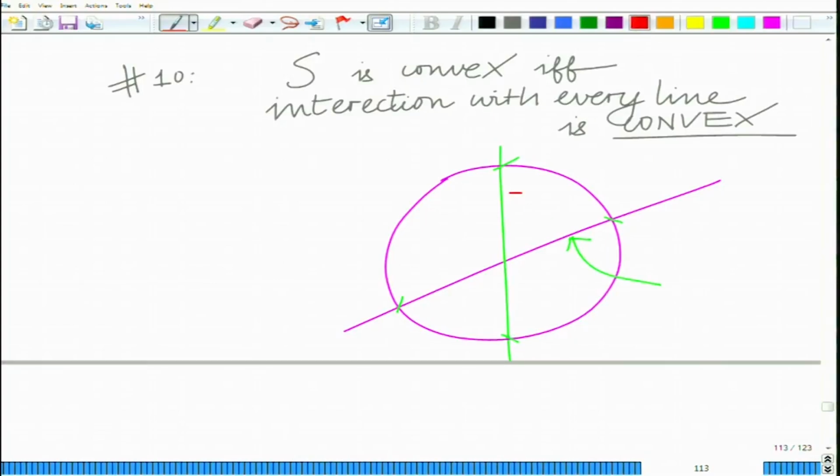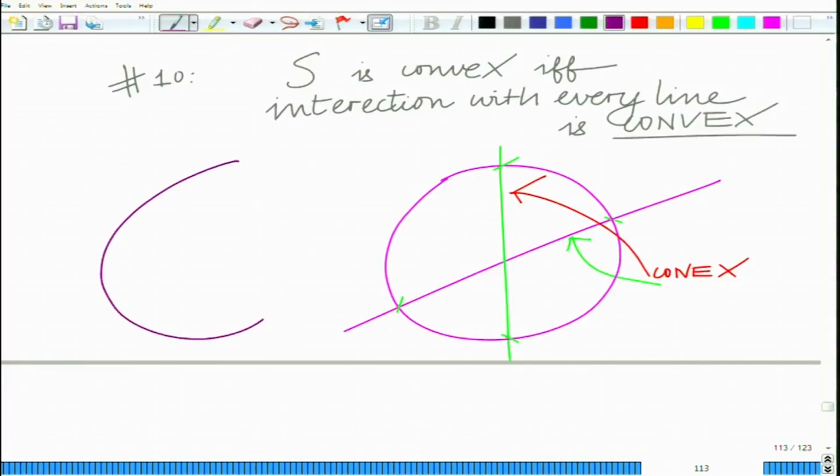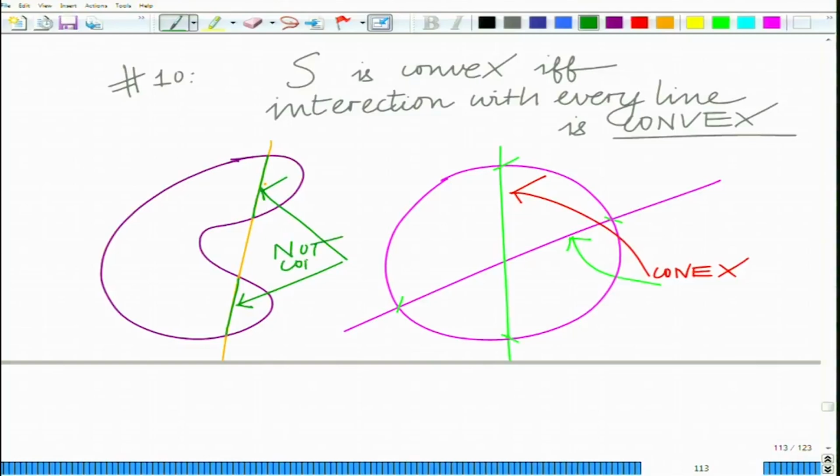Okay. So, the intersection with any line is a convex set. On the other hand, if you take for instance a region like this, a non-convex set, and if you take any line, then the intersection with respect to this is these two disjointed line segments, and this is not convex. So, this is an if and only if statement.